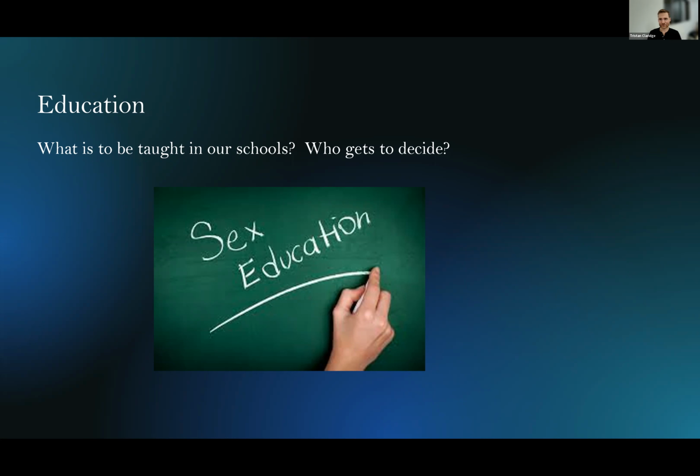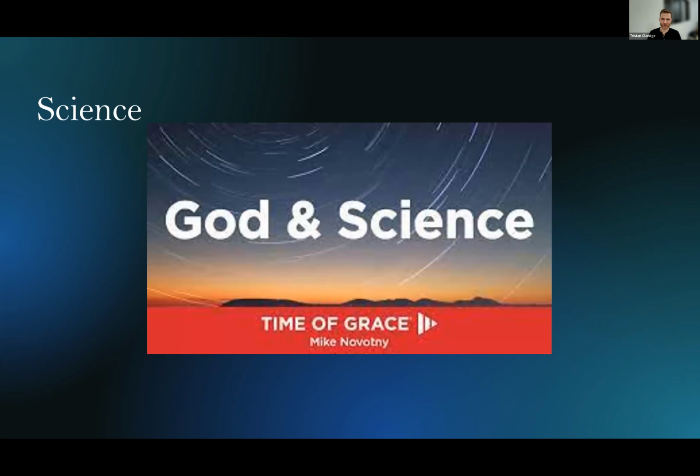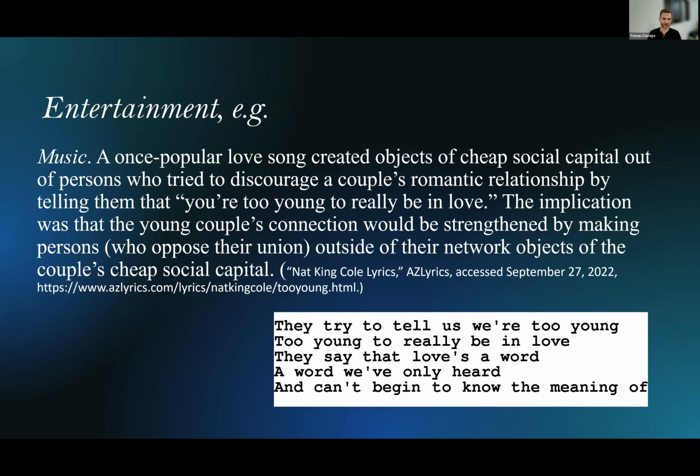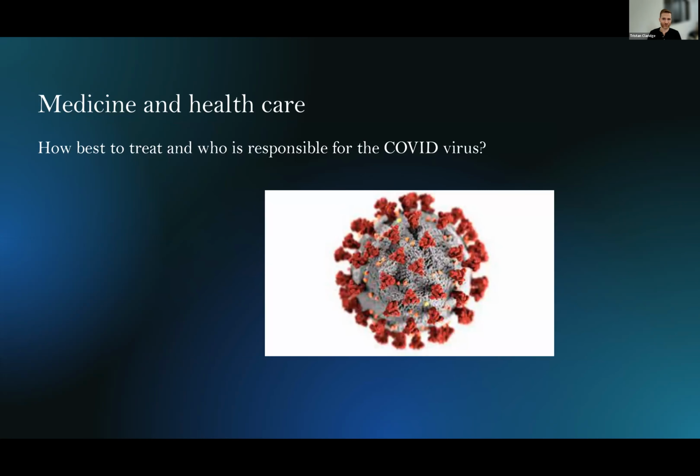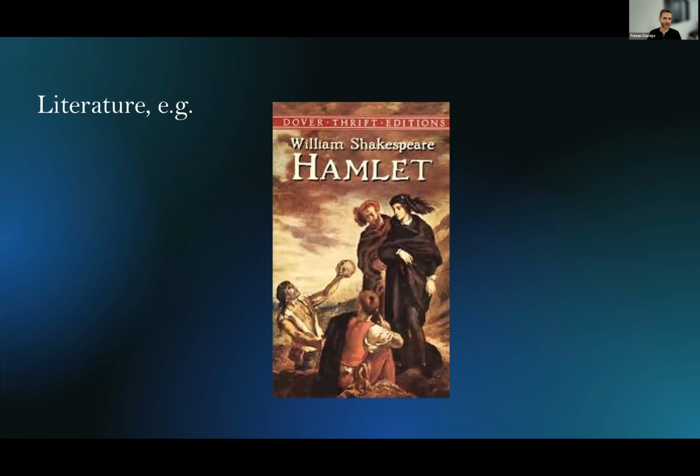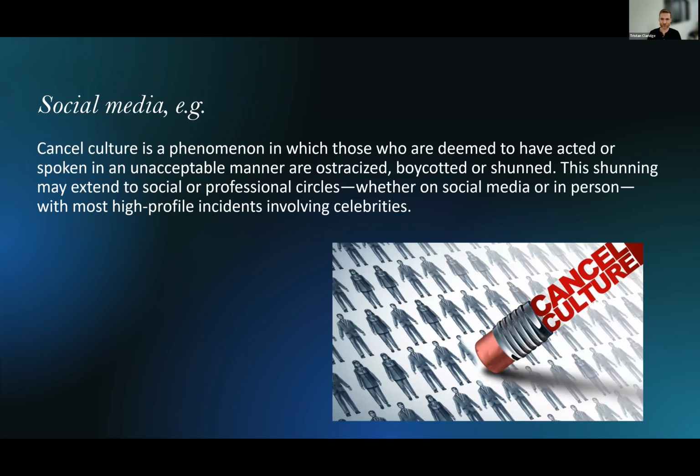And there certainly are a lot of other examples because it really is ubiquitous. You know, we see this everywhere we look. We see it in science, we see it in entertainment. We could be talking about these examples. We see it with medicine and healthcare. Particularly, everyone I'm sure is familiar with some of the cheap social capital networks that have been formed in relation to COVID and vaccination and mandates and various other kinds of issues. We see it in literature, we see it in social media. It really is everywhere.